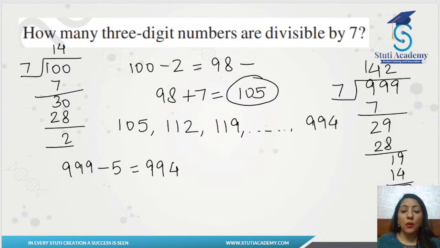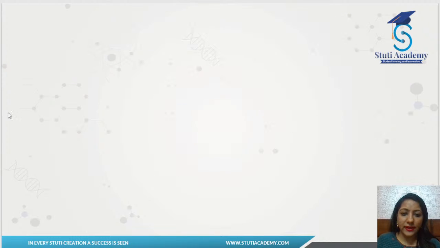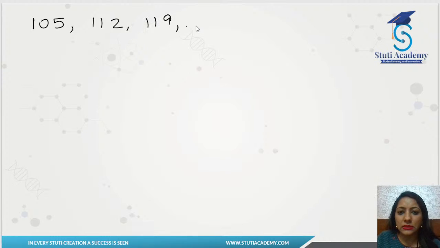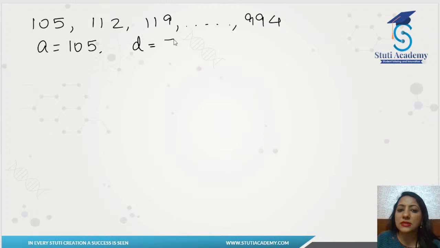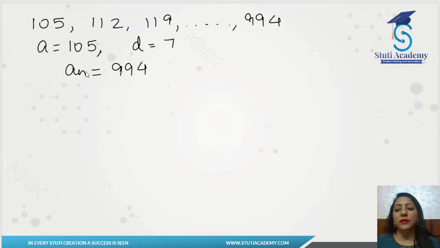Now we have been asked to solve for how many 3-digit numbers are divisible by 7. So I'll just write the AP again clearly: 105, 112, 119, and then we have 994. So clearly this is an AP where the first term is 105 and the common difference is 7. Every time we are adding 7 to get the next term. Now we need to solve how many terms. So I'm going to take the last term here as 994. That's the nth term. I'll take 994 as the nth term, and now I'll solve for n.